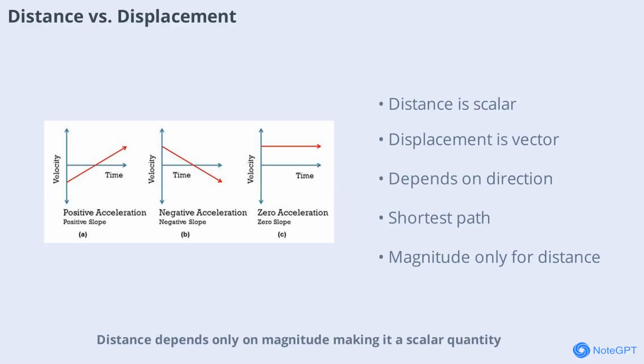Distance depends only on magnitude, making it a scalar quantity, whereas displacement depends on both magnitude and direction, making it a vector. Diagrams can help illustrate these concepts, showing paths and shortest distances between points. Understanding this distinction is crucial for analyzing motion and solving physics problems. Next, we'll look at uniform and non-uniform motion to see how velocity affects movement.